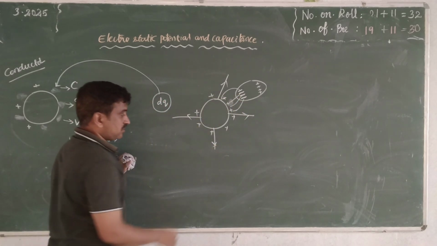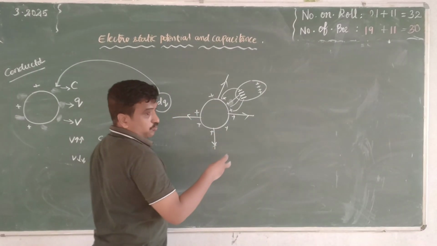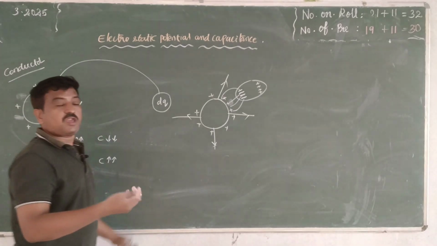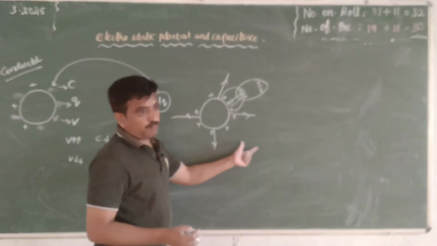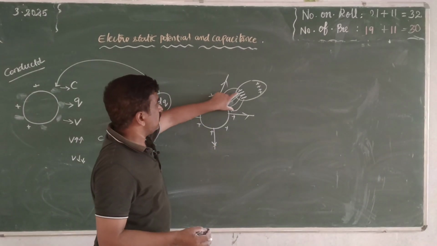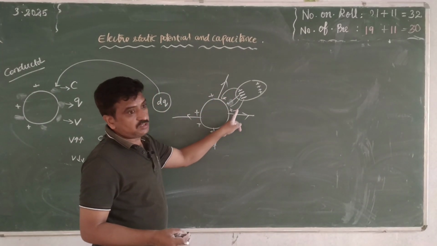See here, in that case the charge will decrease. So when charge decreases, capacitance decreases. So here the potential is more, and capacitance decreases. This discharge of charged particles we call corona discharge.